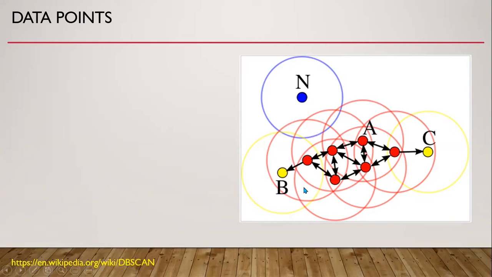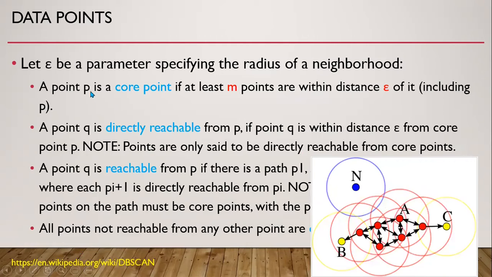So if these are the data points, we classify each data point into various types. Let epsilon be a parameter specifying the radius of a neighborhood. So if this is the radius of the neighborhood of this point, point P is a core point if at least m points are within a distance of epsilon, including the point P itself. So these two are the parameters of the DBSCAN algorithm.